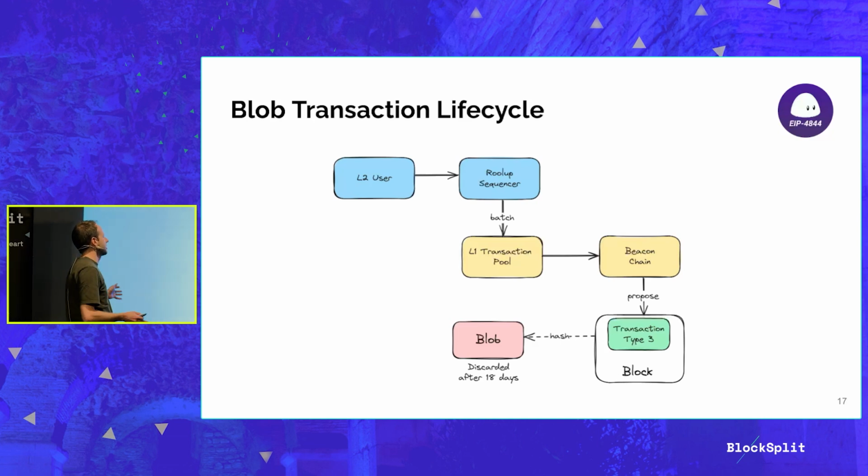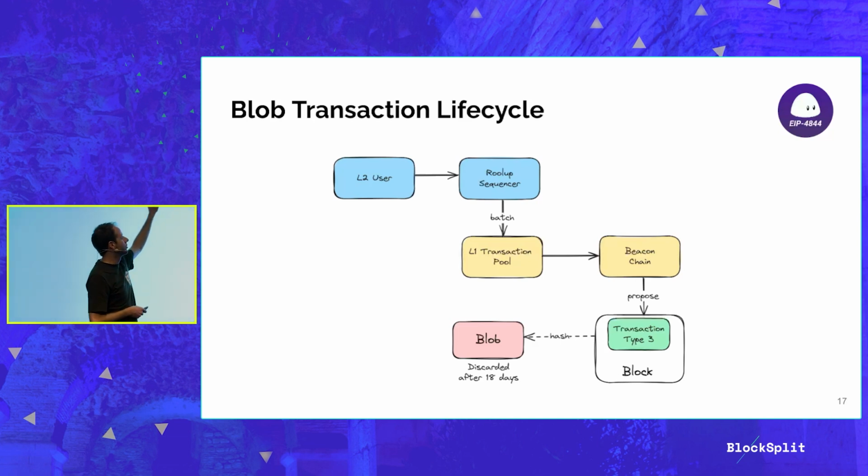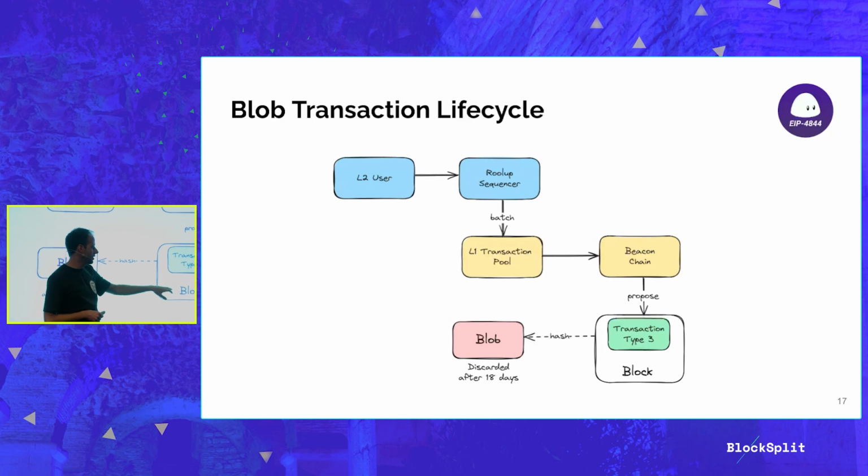And here is the cycle, how it works. We have L2 users that publish their transactions to the rollup sequencer. The sequencer will then batch multiple transactions to make them cheaper, run the transactions, and publish the data on the L1 transaction pool. From the transaction pool, nodes take the transactions and create a block. Here we know that the block will contain a new type of transaction, type 3.